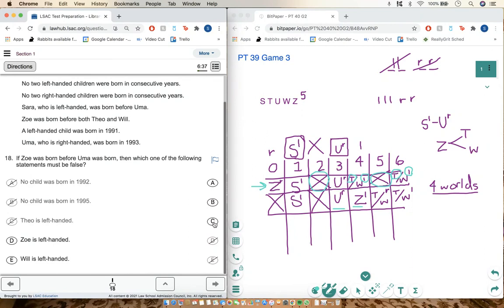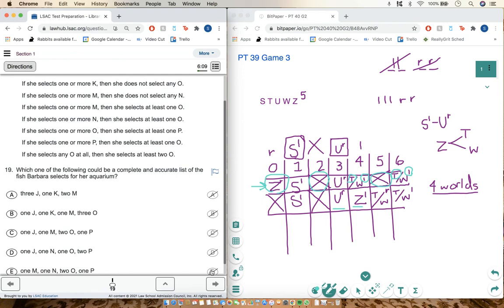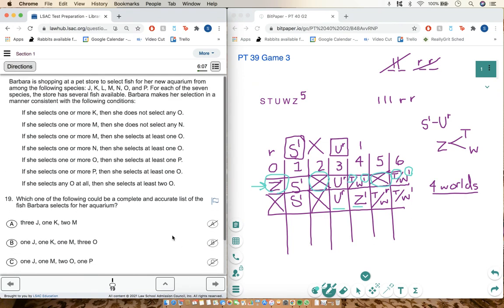Zoe is left-handed. Zoe can't be left-handed, right? Zoe actually has to be right-handed, so that is something that must be false. D is our answer. Let's just check out E. Will is left-handed. Well, similar to C, where we said Theo is left-handed, Will also must be left-handed, right? Because whether Will goes in 4 or 6, Will has to be left-handed. So we can cross out E as well. And then that's it for this game.